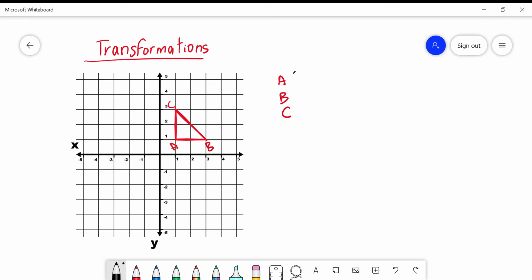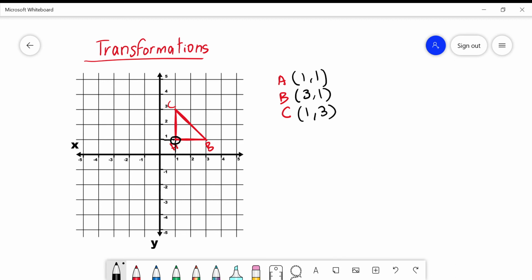The coordinates of A are (1, 1). I know this because 1 is from the x-axis and 1 is from the y-axis, which result in point A. This also applies to points B and C. The coordinates of B are (3, 1). The coordinates of C are (1, 3).